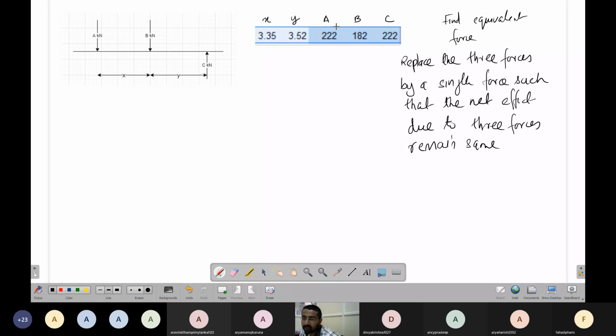So these three forces, you replace by some force. Let's say I am replacing them by some force F. I don't know where it will be, in the area of A, B, C. So let's say somewhere here, arbitrarily, this is F. So this F will be at some distance. I don't know from where I have to measure the distance.